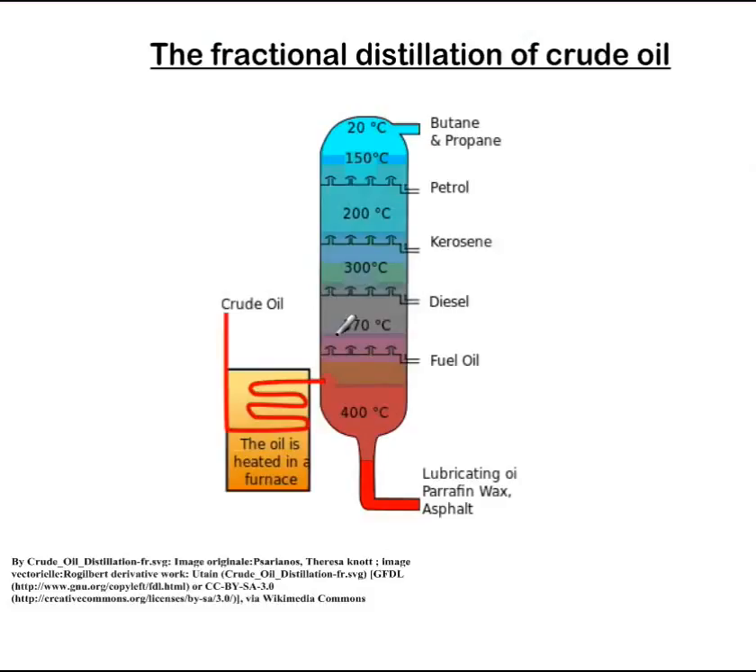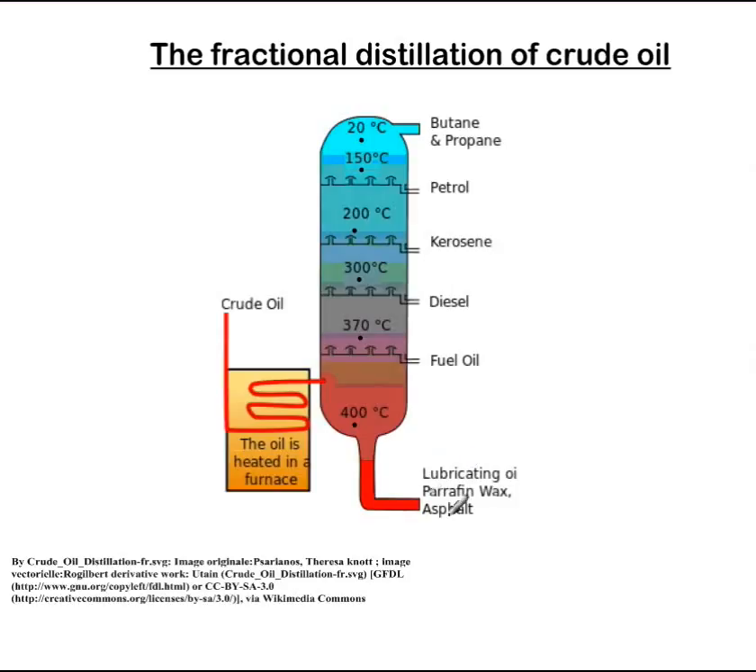Now, this tower is called a fractional distillation tower. And we see that basically what happens in this fractional distillation tower, it's a cooling tower where at the bottom the temperature is 400 degrees Celsius, and as we go higher, the temperature becomes less, 370, 300, 200, 150, 20 degrees Celsius. So as we go higher up in the tower, the temperature decreases. So in this cooling tower, we see that at different temperatures, different hydrocarbons will condense. And the longer the carbon chain, the higher the boiling point.